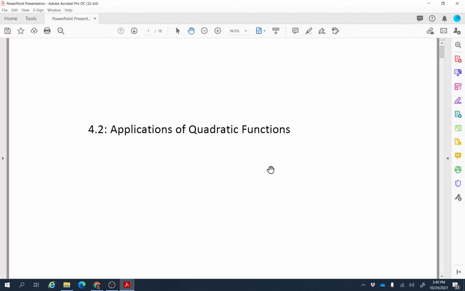Section 4.2 Application of Quadratic Function. As we know, if you have a quadratic function, then you might see it look like this: ax squared plus bx plus c, where a, b, and c are some real numbers, and a cannot be equal to 0.